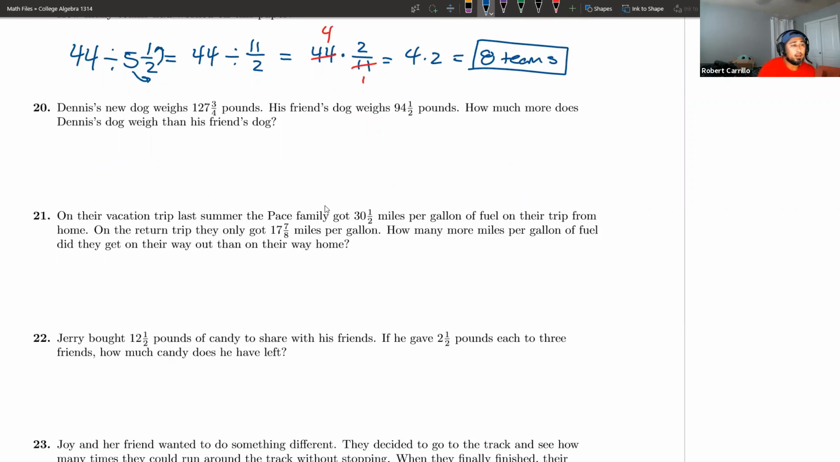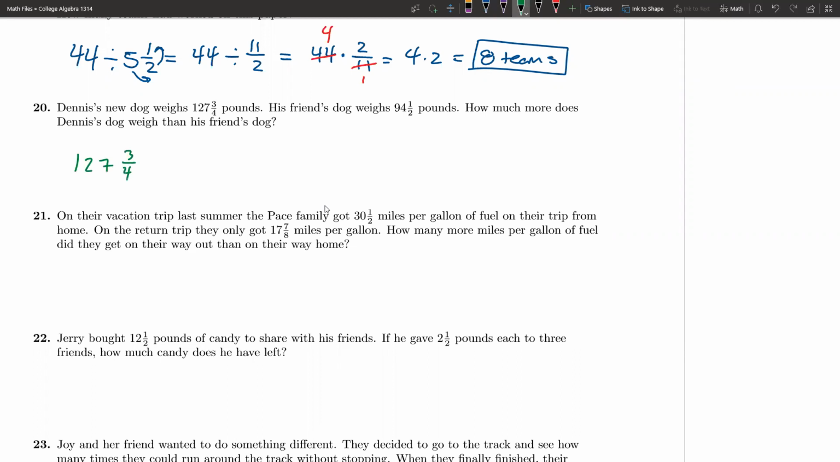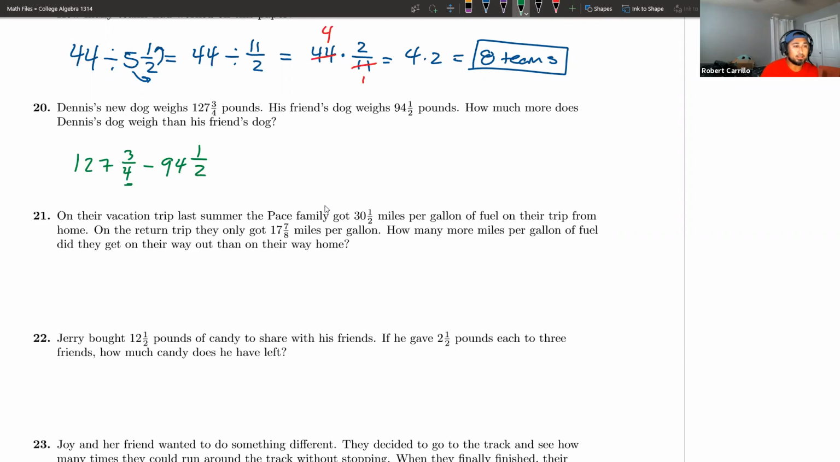All right. Dennis's new dog weighs 127 3/4 pounds. His friend's dog weighs 94.5 pounds. How much more does Dennis's dog weigh than his friend's? What operation will we have here, guys? Subtraction. 127.75 minus 94.5.